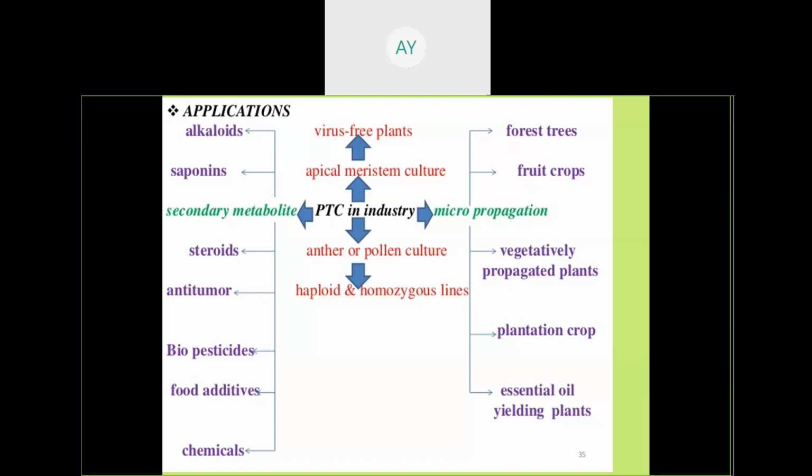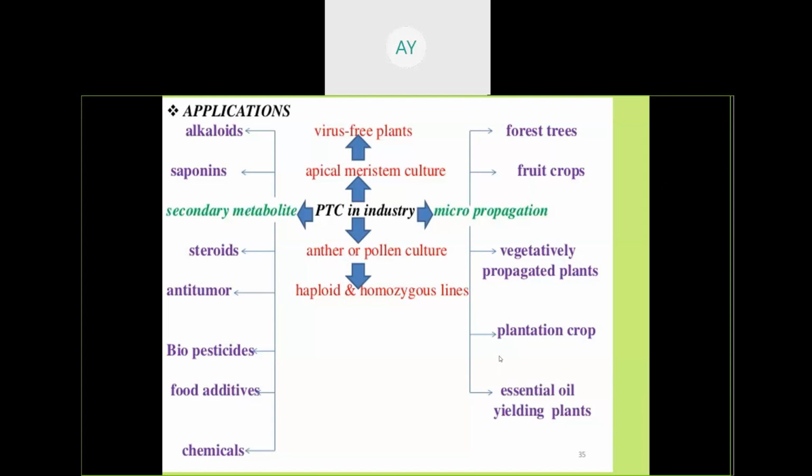If we supply suitable media that contains a high concentration of cytokinin, then there is a rapid multiplication, rapid growth of the stem from the same explant. So individually we cut it and then we treat it as an individual plant through micro propagation. Where do we apply micro propagation? For the multiplication of forestry, fruit crop bearing trees, vegetatively propagated plants, and plantation crops.